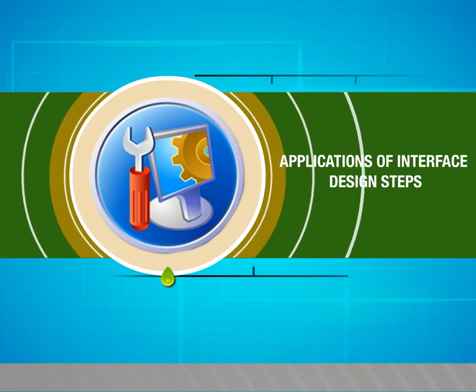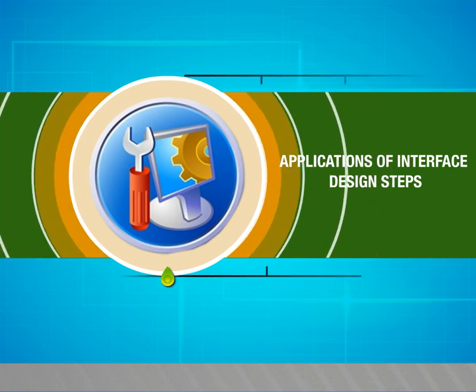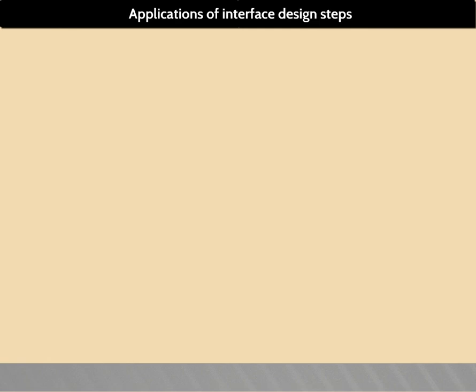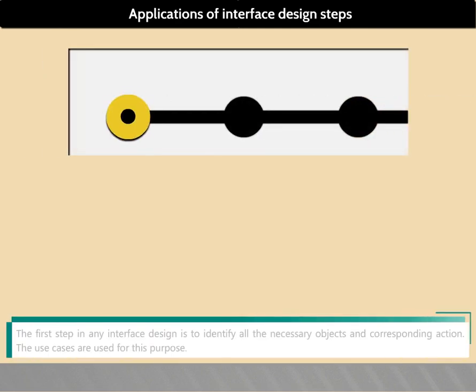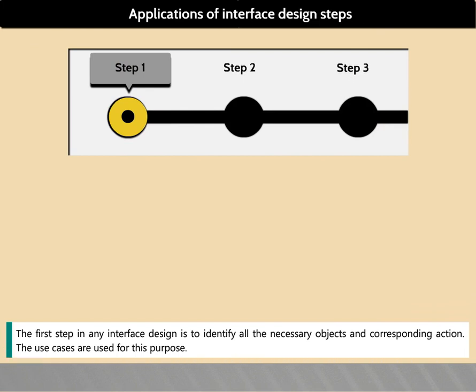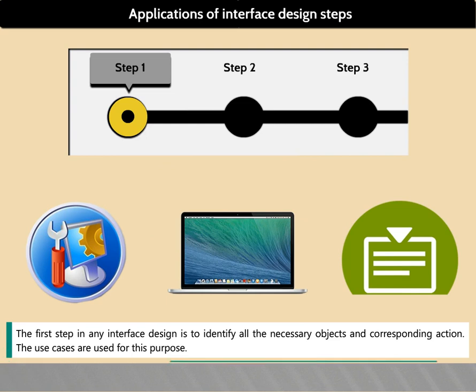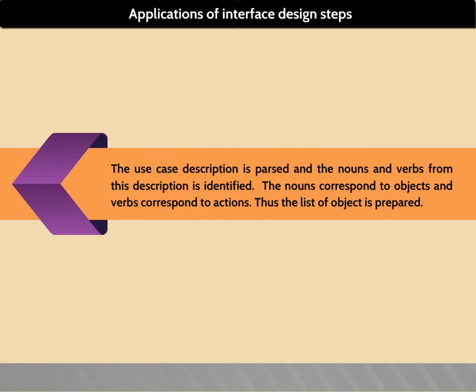Applications of interface design steps. In this video, we are going to see about applications of interface design steps. The first step in any interface design is to identify all the necessary objects and corresponding actions. The use cases are used for this purpose. The use case description is parsed and the nouns and verbs from this description are identified. The nouns correspond to objects and verbs correspond to actions. Thus, the list of objects is prepared.